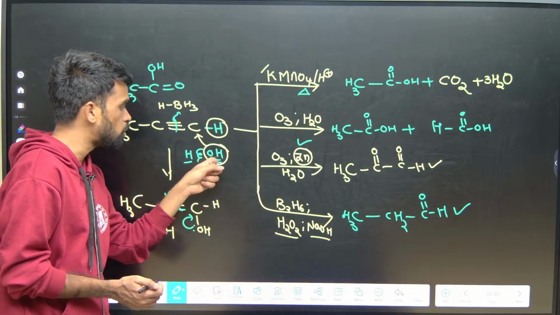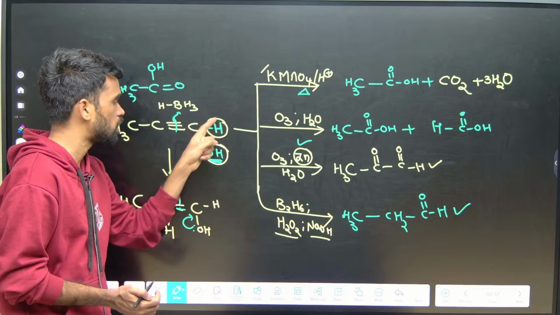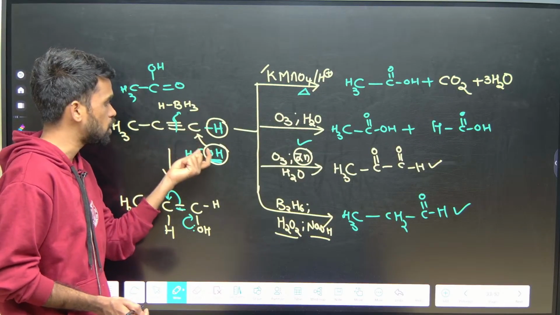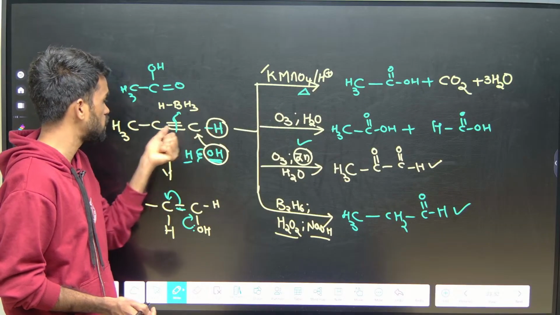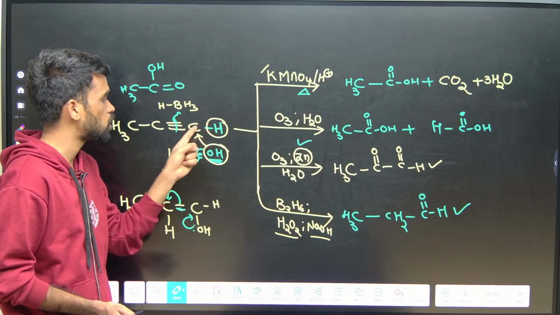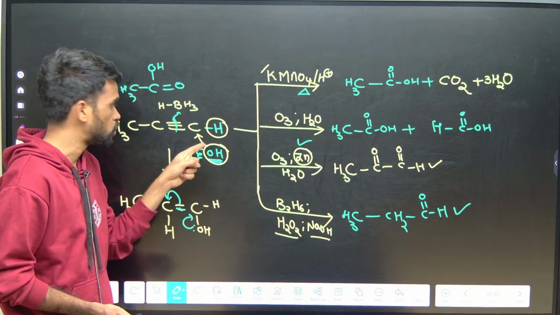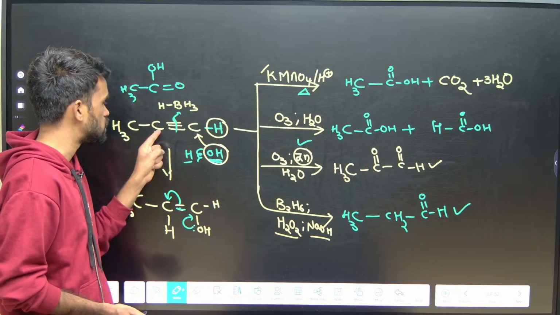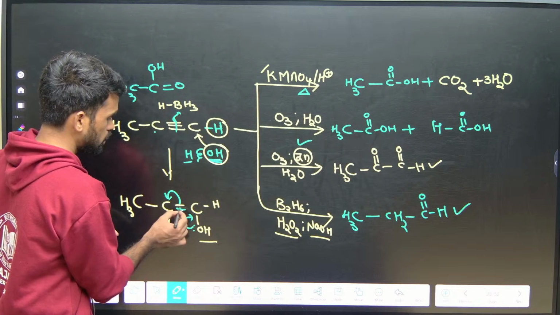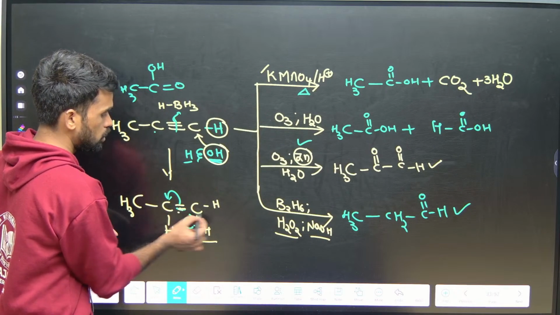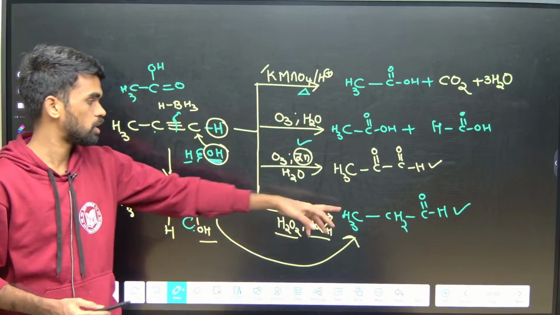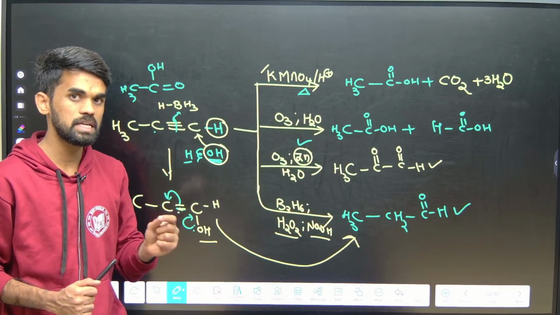Add the negative part to the carbon containing more hydrogens. Out of these two alkyne carbons, which carbon has more hydrogens? Here 1 hydrogen, here 0 hydrogens. So to the carbon with more hydrogens you add OH, and here you add H, so you will get this kind of product. Now this is in the enol form, which undergoes keto-enol tautomerism to give this final product during this reaction.